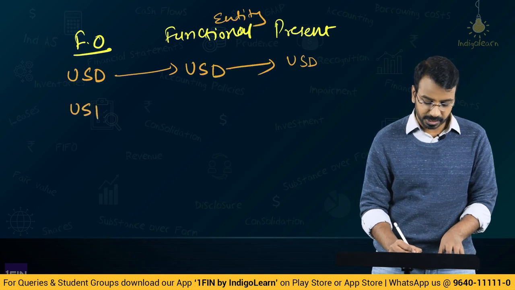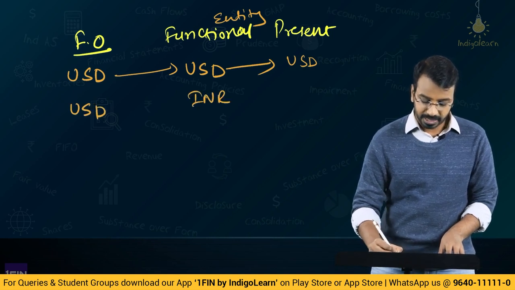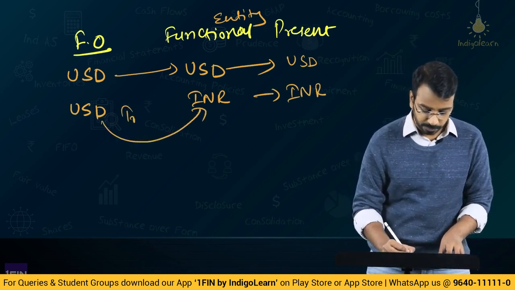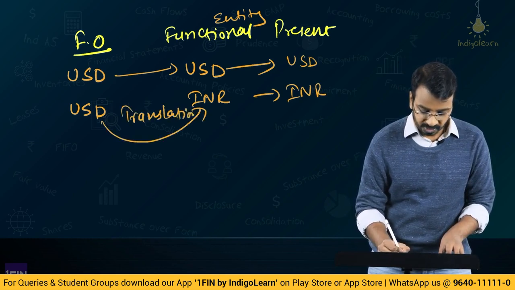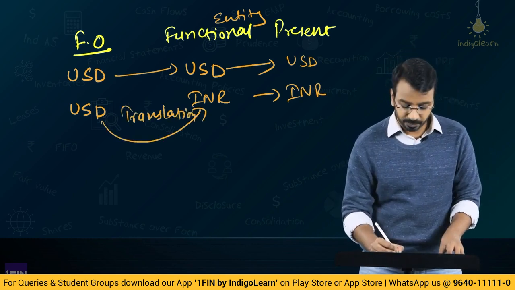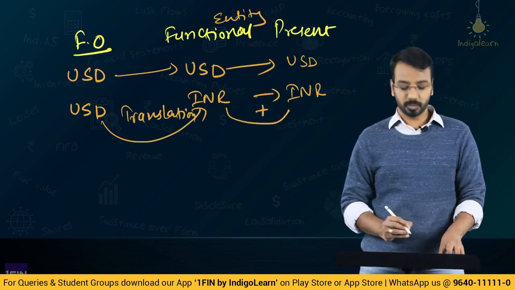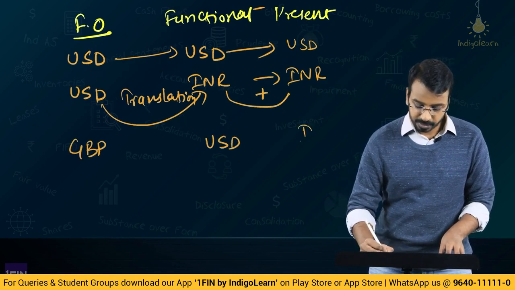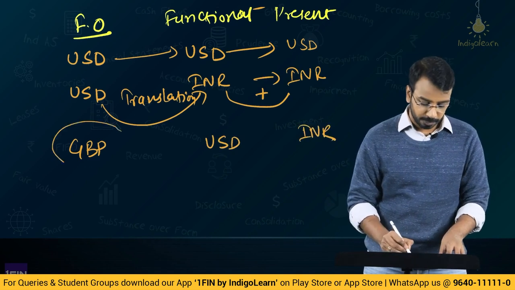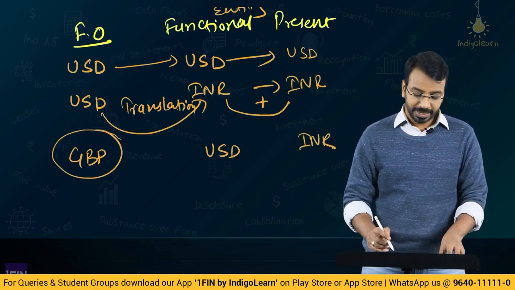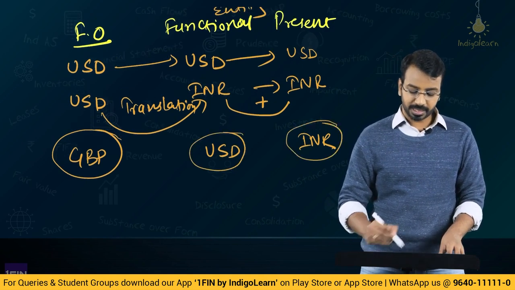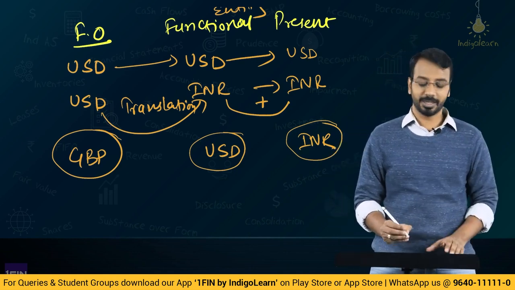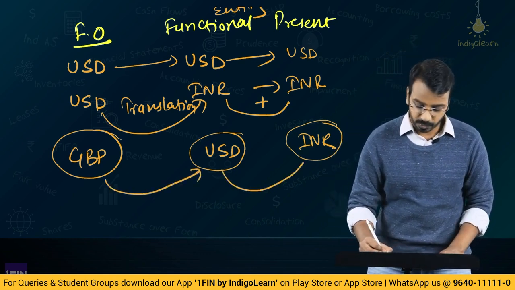Let us say this is USD, functional here is INR and presentation here is INR. Then what do we do? From USD to INR, we do a translation, and from INR to INR, you will just do a simple addition. Say this is GBP, this is USD, this is INR. The foreign operation has a functional currency GBP, the entity has a functional currency USD and a presentation currency INR. So here you will follow a two-step approach to translate the financial statements: from GBP to USD, and from USD to INR.